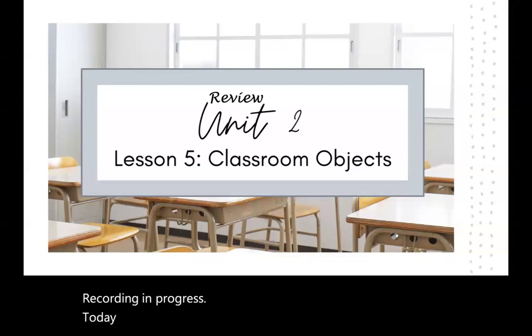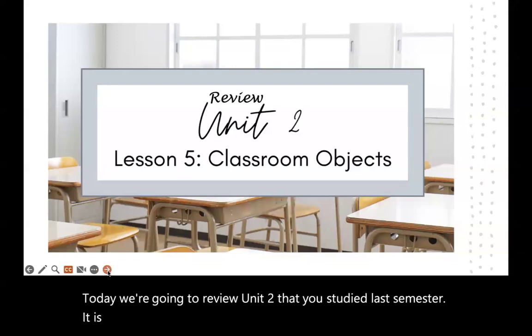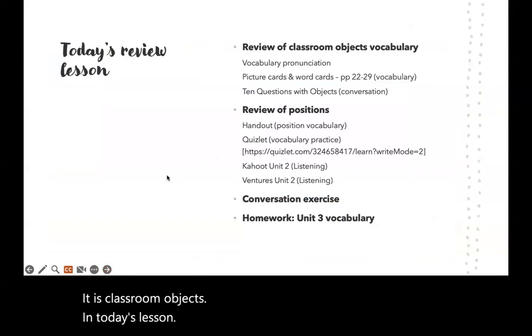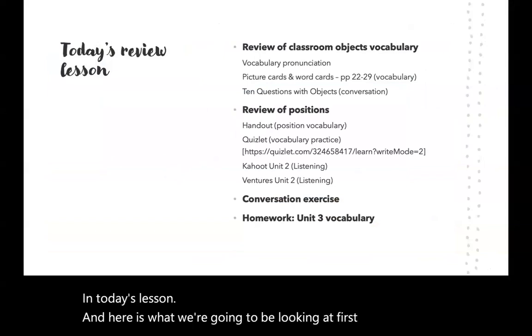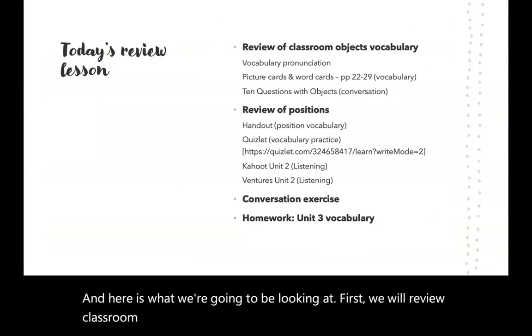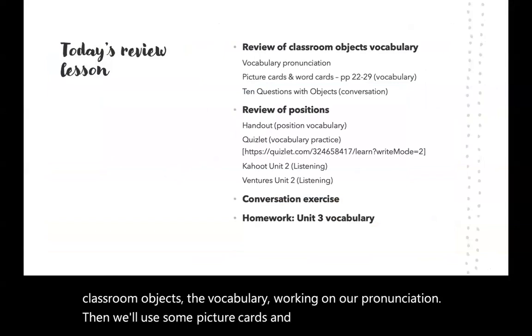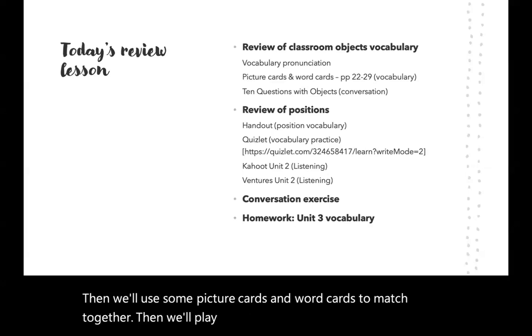Today, we're going to review Unit 2 that you studied last semester. It is classroom objects. In today's lesson, here is what we're going to be looking at. First, we will review classroom objects, the vocabulary, working on our pronunciation. Then we'll use some picture cards and word cards to match together. Then we'll play a game called 10 Questions with Objects.